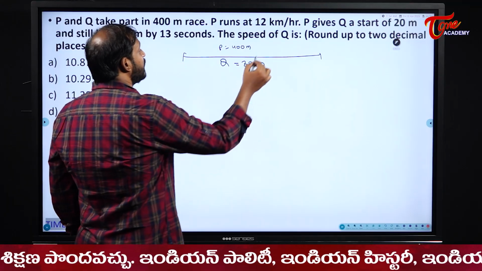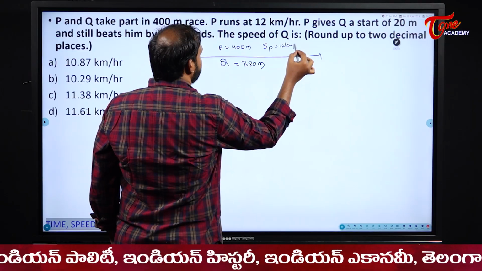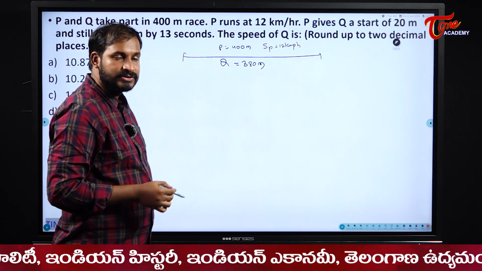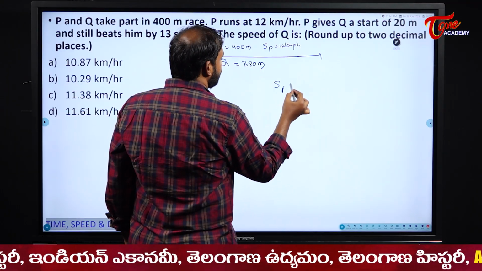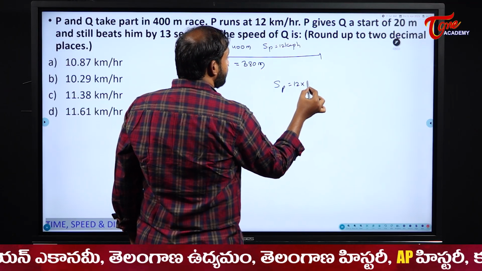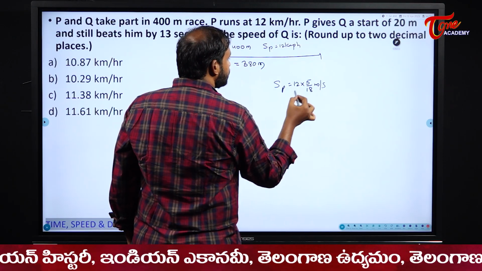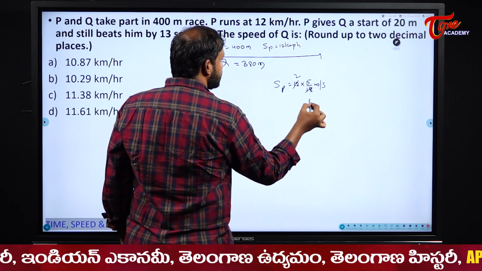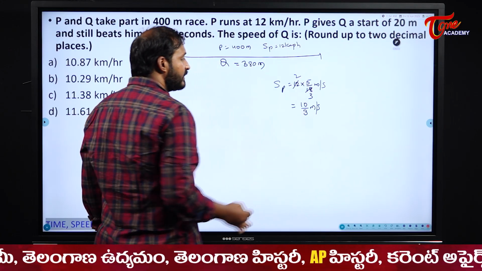Next. And still beats him by 13 seconds. They have given us the speed of P, which is 12 kmph. So please convert it into meter per second. Speed of P is equal to 12 into 5 by 18 meters per second. So 6 2s are 12, 6 3s are 18. So this will become 10 by 3 meters per second.